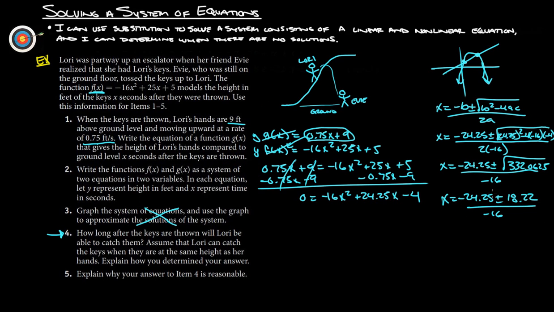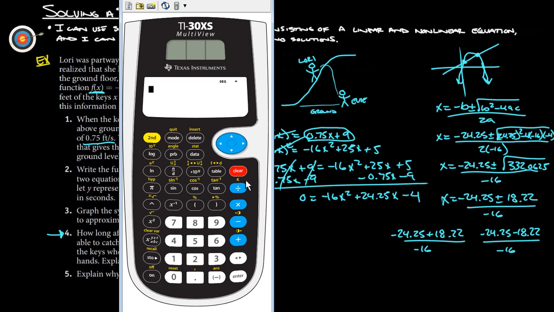So we want to find out both of those answers. So we're going to do negative 24.25 plus 18.22 divided by negative 16. And we're also going to do negative 24.25 minus 18.22 over negative 16 and see what we get for both of those. Okay, so negative 24.25 plus 18.22, divide that by negative 16, and we get 0.3768.